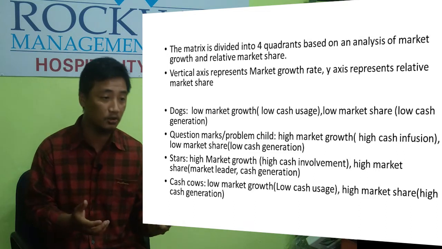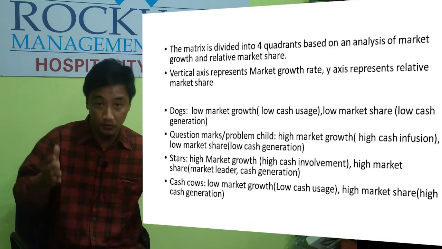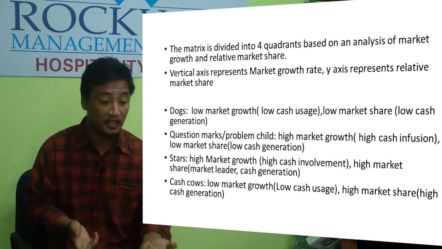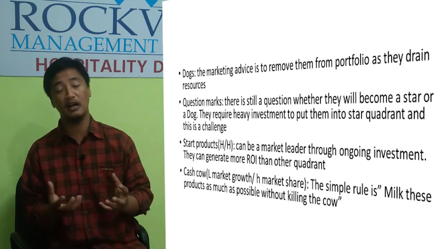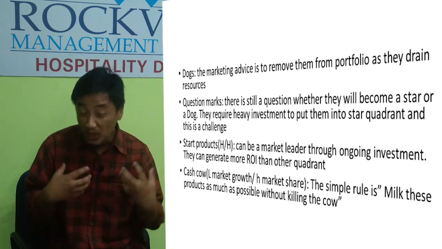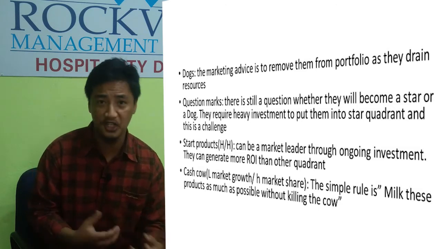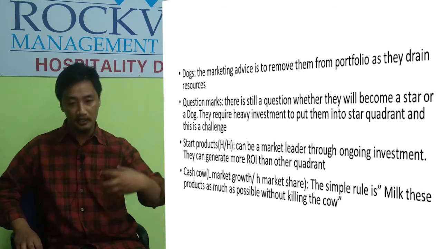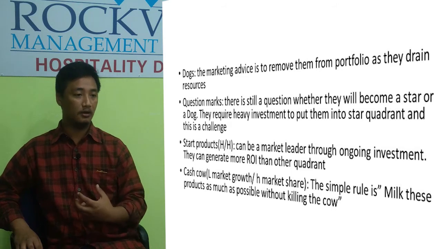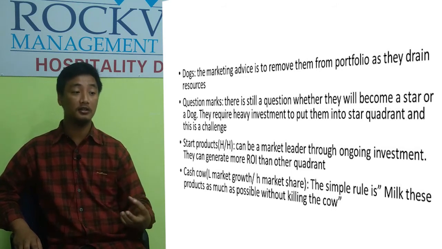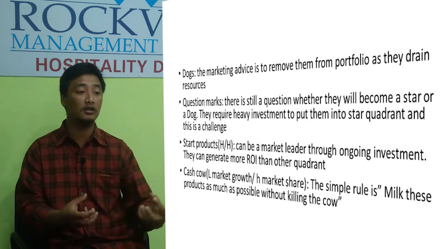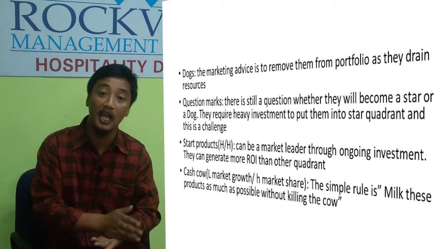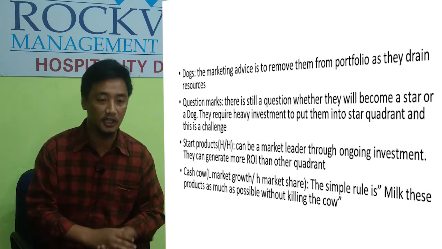So dogs, as we already know, the marketing advice for the products falling into the dog quadrant would be to remove them from their portfolio as they drain the resources. As we already know, dogs are markets with low growth, and we also have low share. That means our cash generation is also low in this case. So the marketing advice to the top level management is that we need to remove products that come under the dog quadrant, because they drain the resources, as the market itself is not growing and we have a very low share in the market.